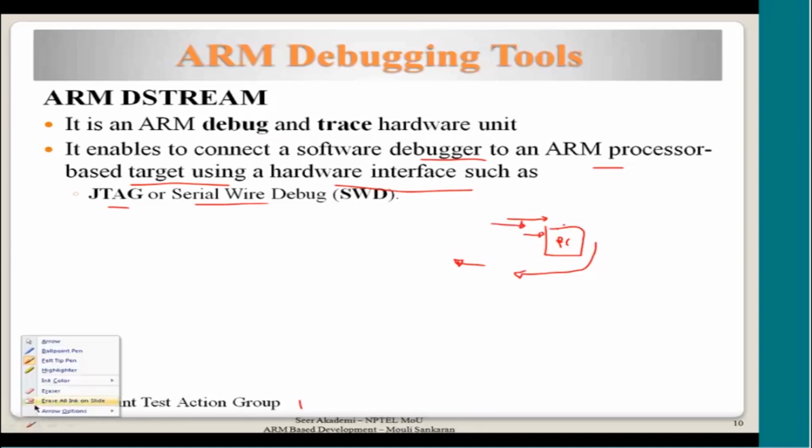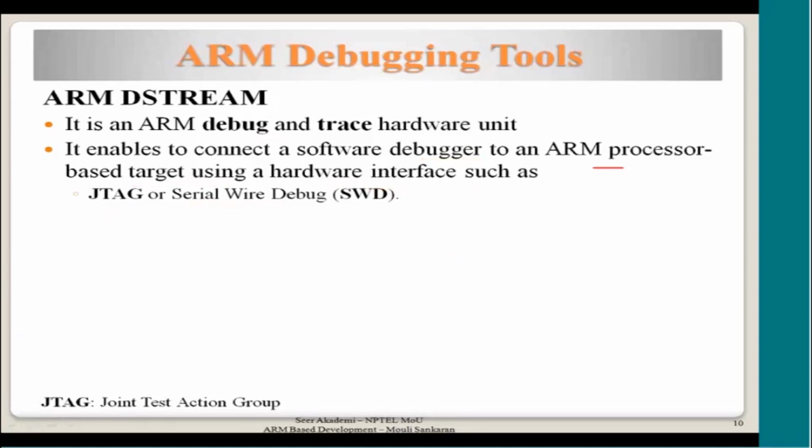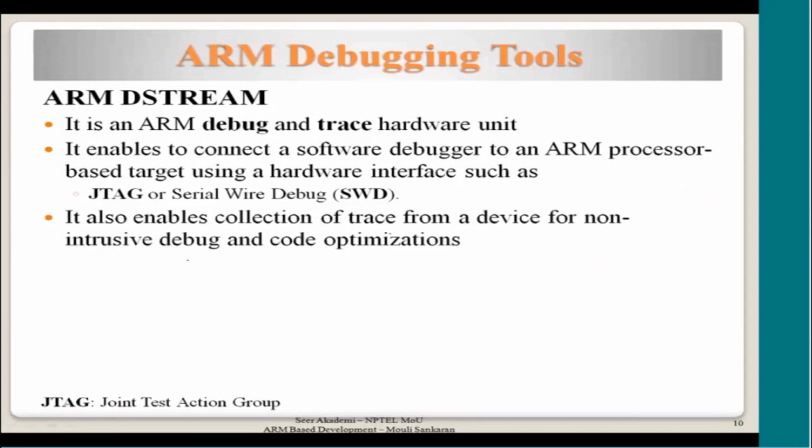So JTAG is a hardware interface which can be understood by the debugger. While building the chip, that JTAG support should be built into it. Only then can a JTAG cable be connected, and we can talk to the hardware through this JTAG hardware interface. The debugger understands how to make use of it, and the hardware has support for that. So this much of overview is enough. Maybe we can read more about JTAG later. It also enables collection of trace from a device. Trace means a capture of data for non-intrusive debug and code optimization.